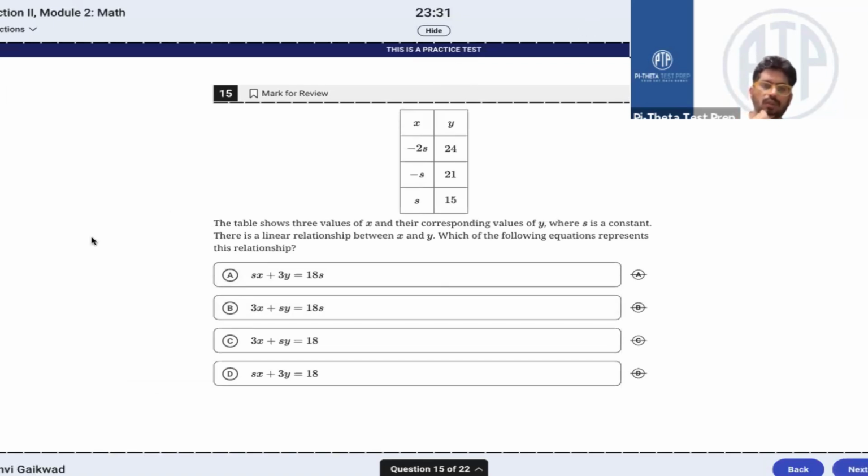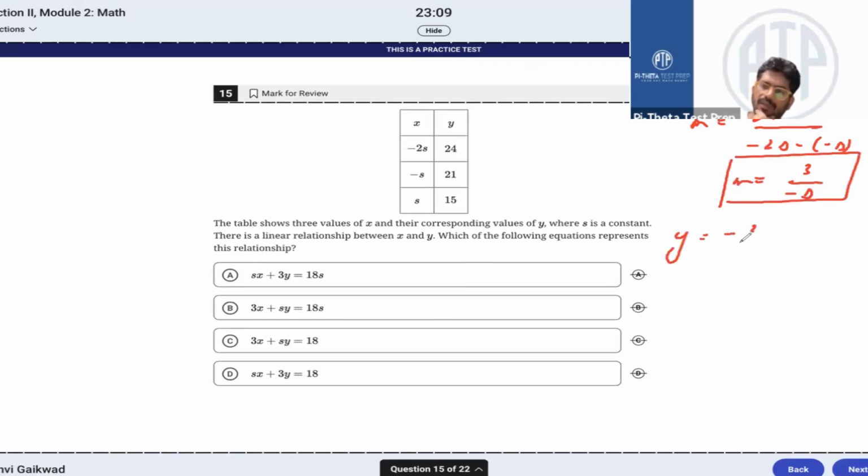Seeing this question here, I'll not solve this question. I'll just solve this question very manually with the slope, right? So I can just say that my slope here is 24 minus 21 upon negative 2s minus of minus s. So it becomes 3 upon negative 2s plus s is negative s. So my slope is 3 upon negative s here. So y is equal to negative 3 upon s x plus c.